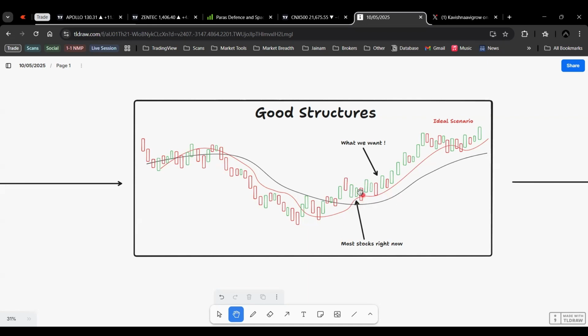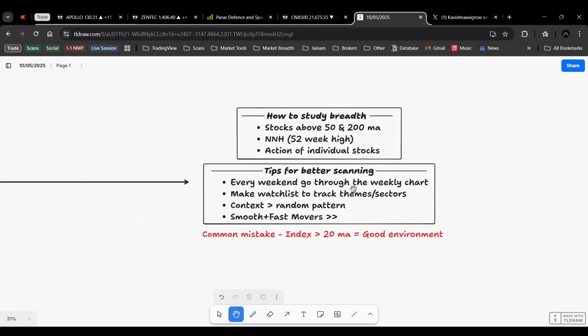And see, because most of the stocks are forming a range, they are tight. Most of the new traders, they're just buying tightness. They are missing out the point of the whole structure. And to study breadth, you just need three things. First, stocks above 50 and 200 EMA, SMA, whatever you use, it does not matter. Just stay consistent with one thing. So you want stocks to be above their long-term moving averages.